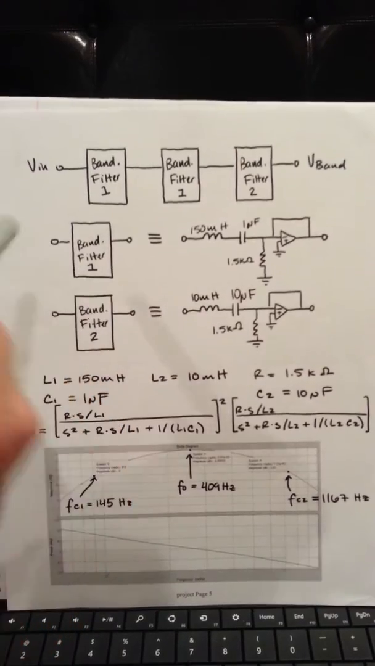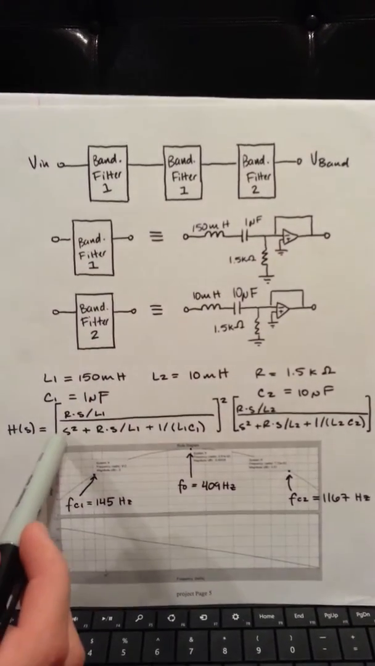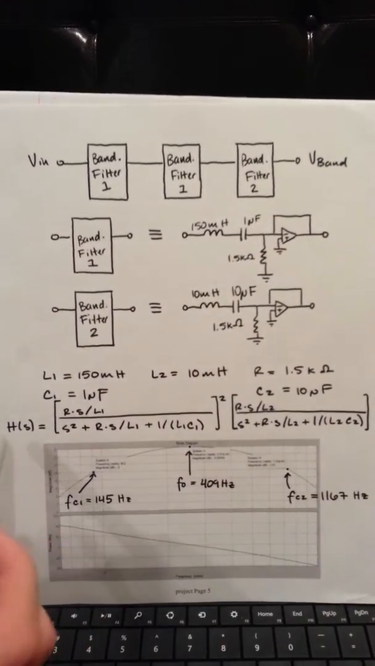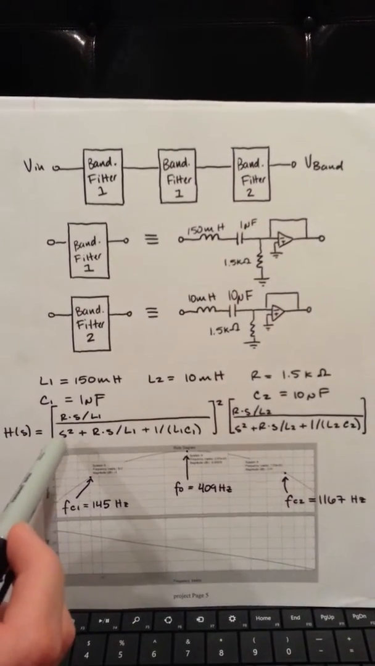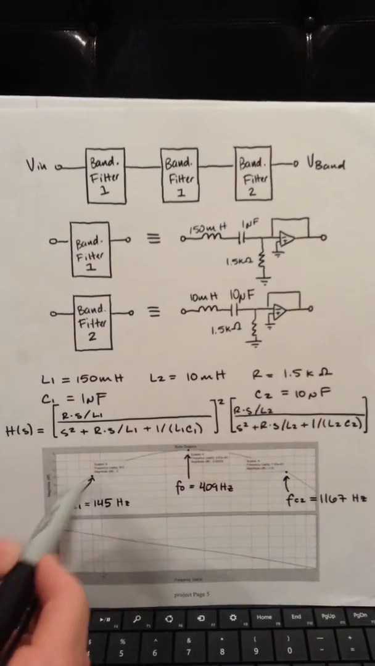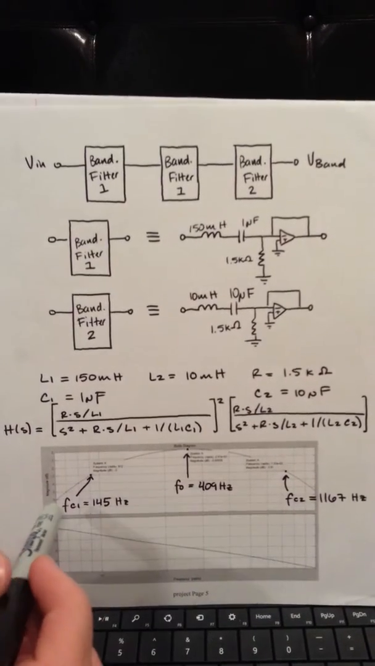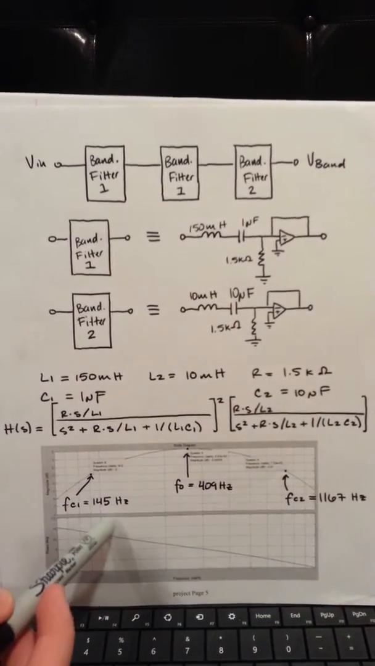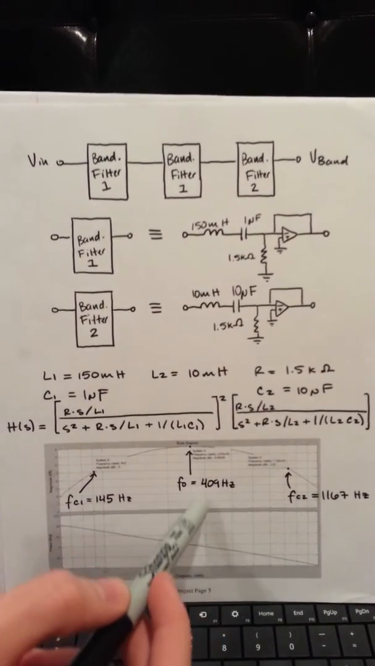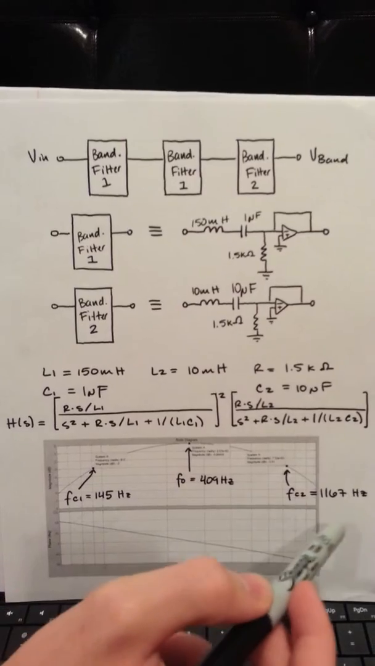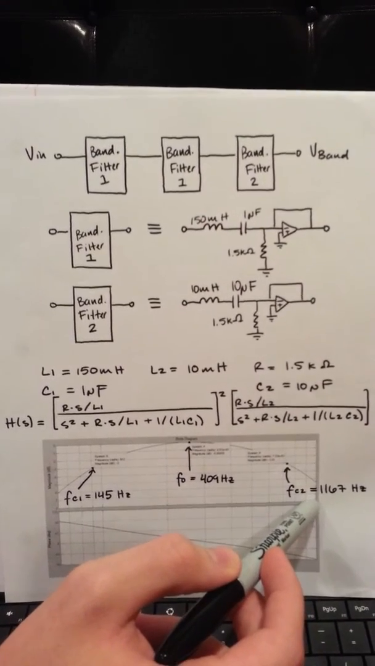So after we figure out the transfer function for our overall bandpass filter circuit, we plug this into MATLAB and use the Bode function to make a Bode plot for our circuit. As you can see here, we have a lower cutoff frequency of 145 Hertz. We have a center frequency of 409 Hertz, and we have a higher cutoff frequency of about 1.2 kilohertz.